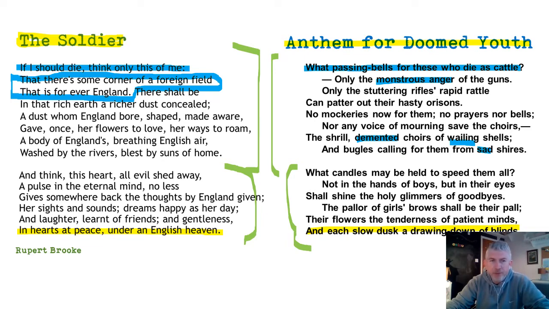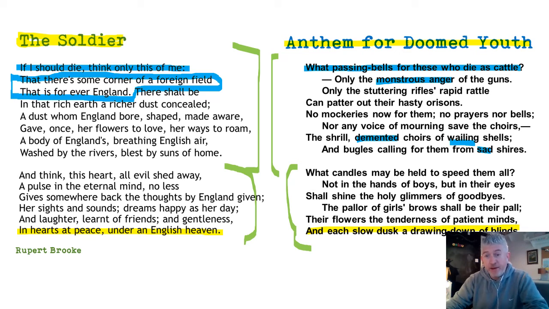The rhyme pattern, for example, in The Soldier goes A, B, A, B, C, D, C, D, E, F, G, E, F, G. So that's the pattern of The Soldier. In Anthem for Doomed Youth, we have A, B, A, B, C, D, C, D. So the octets are identical. And the sestet for Anthem for Doomed Youth goes E, F, F, E, G, G. So the sestets are different, and it's worth thinking about the effect of having different ending patterns in these two poems.